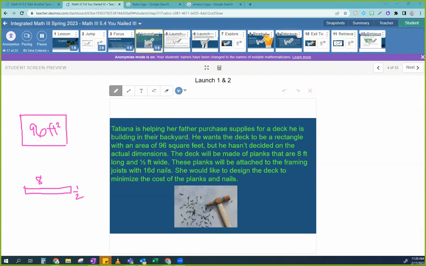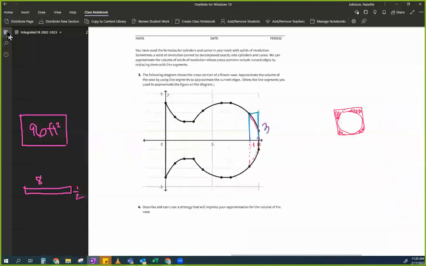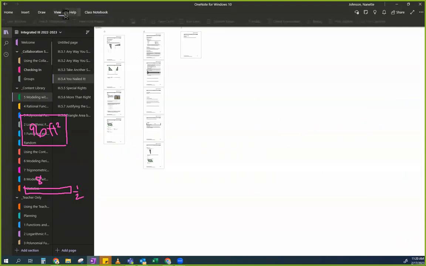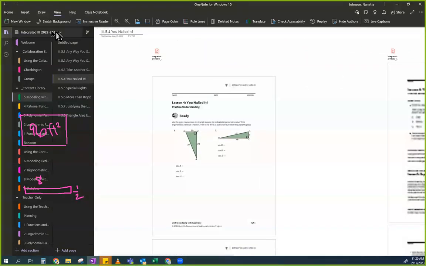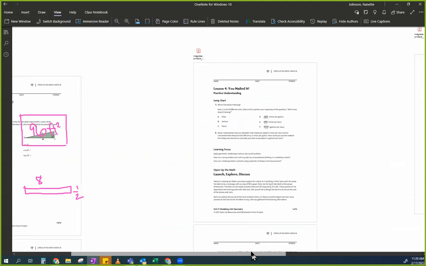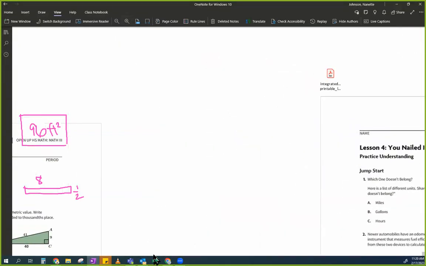So you're like, how's that going to help me? I don't know. It says nails are sold by the pound at the local hardware store. I can't read this, so I'm going to jump over here because it's too small. Wow, that's really small, guys. Can anybody read that? Just kidding. All right, put this back. Still really small, Miss Johnson. All right, here we go.